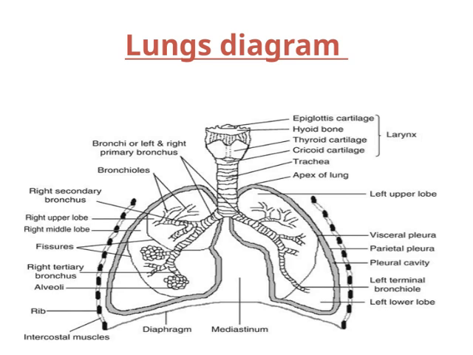The structure of the lungs includes the bronchi, which are the main passageways that lead air into each lung, and smaller branches called bronchioles that distribute the air throughout the lung tissue. The tiny air sacs, known as alveoli, are where the actual gas exchange happens. Oxygen enters the blood, and carbon dioxide is expelled.